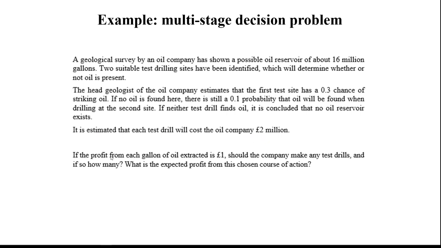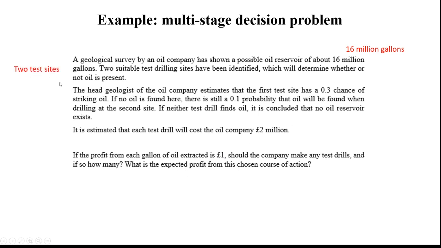So if the profit from each gallon of oil extracted is £1, should the company make any test drills, and if so, how many? What is the expected profit from this chosen course of action? So there are a couple of numbers here we need to remember. First off, the total here is 16 million. So the total quantity of oil is 16 million, and each of them costs £1. So if they do find oil, the total profit is going to be 16 million pounds, right?